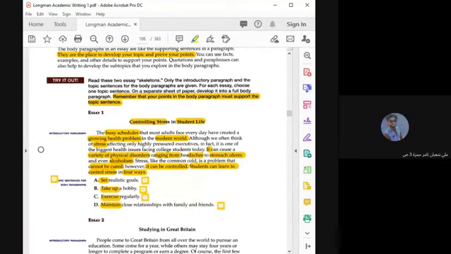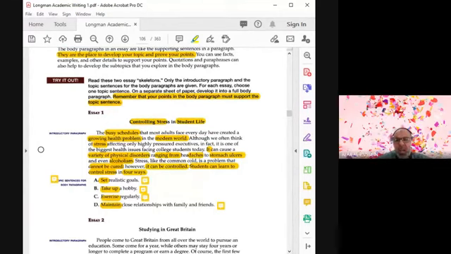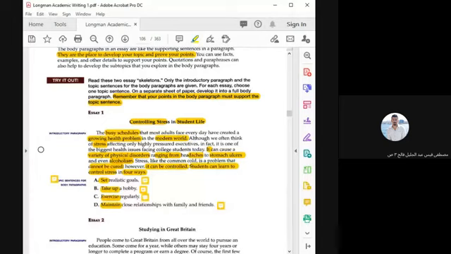Okay, sir. Thank you very much. Mustafa Qais. Yes, doctor. Yes, I have a question: could we start our general statement in the introductory paragraph with a quotation to attract the reader's attention?